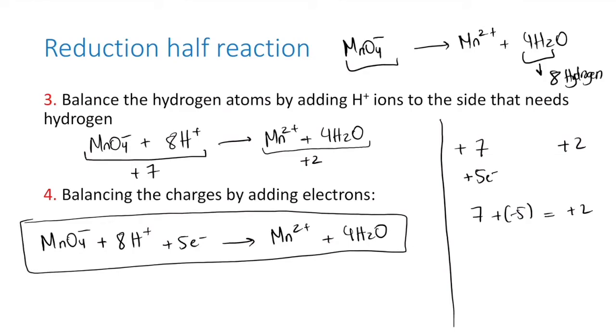terms of charge. Okay, so here the charge is plus 2, right? And here the charge is plus 2. The right hand side charge is plus 2, and the left hand side charge is plus 2. Mn, 8 hydrogen atoms, 8 hydrogen atoms. Okay, 4 oxygen atoms, 4 oxygen atoms, and the charge is balanced. So this is the last step. This is how to balance the reduction half reaction.